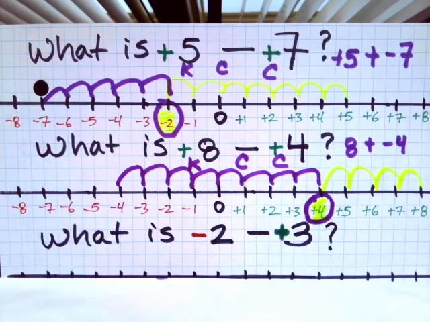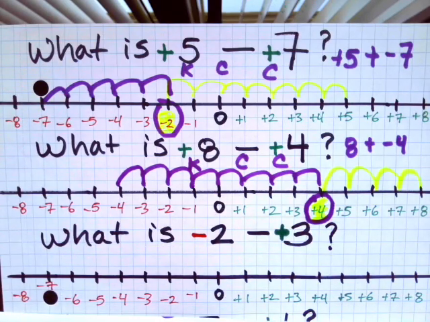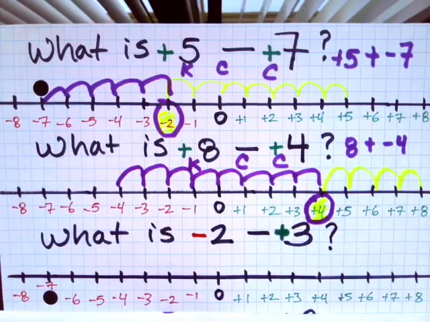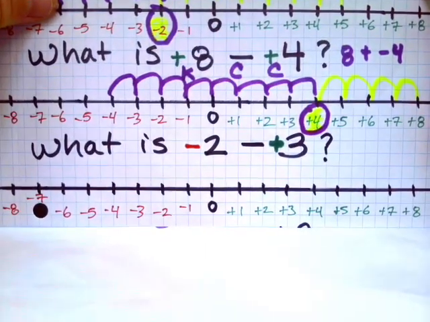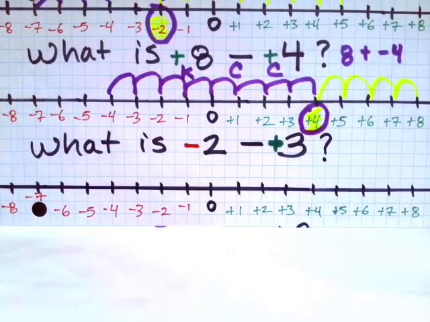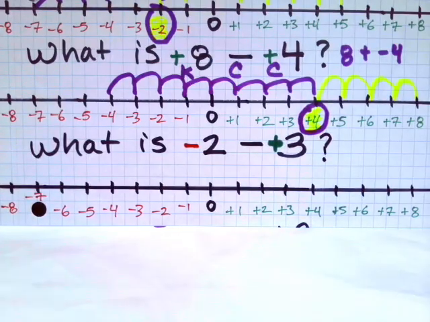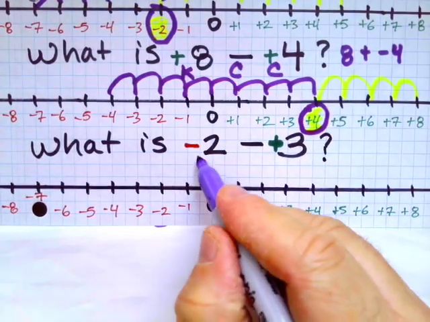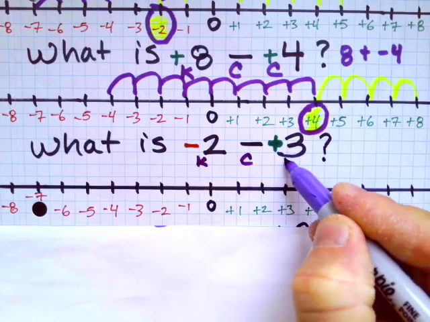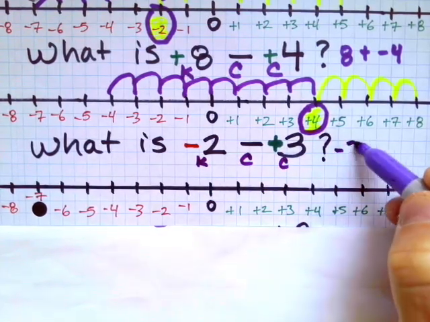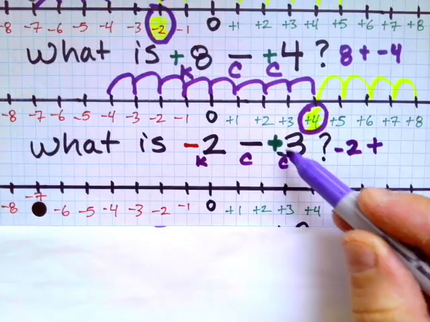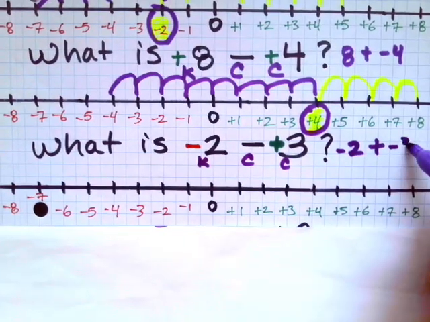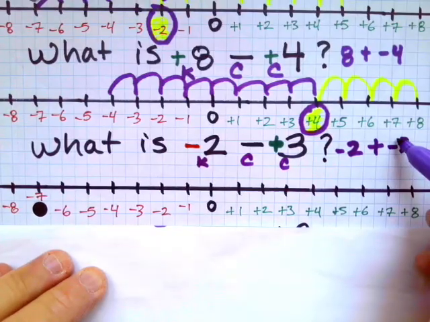I've got one more example I'd like to show you here. And again, we're going to do a keep, change, change. What is, raise this up a little bit. What is -2 minus a positive 3? Again, it's subtraction, so I can do a keep, change, change. I'm going to keep it a -2. I'm going to change the subtraction to addition. I'm going to change that positive 3 to a -3.